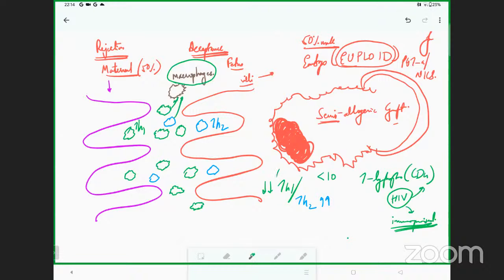Let's say if they are 100 in number, this one is going to be 12. So that ratio is less than 10. And this ratio is important to be maintained if a euploid embryo has to have a healthy pregnancy. Just please remember this much.